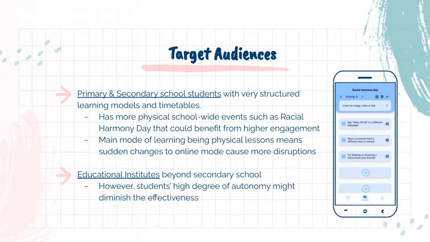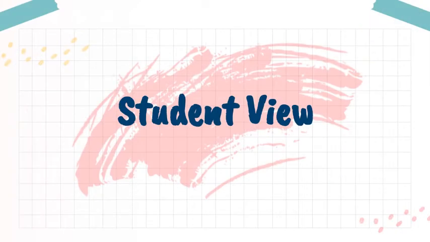We'll be mainly targeting primary and secondary school students since their main mode of learning is physical lessons, so they may find it harder to adjust. They also tend to have a lot more school-wide events like Racial Harmony Day that can benefit greatly from higher engagement. Compared to those beyond secondary school, older students are often comfortable with hybrid learning as online materials are used to supplement lessons.